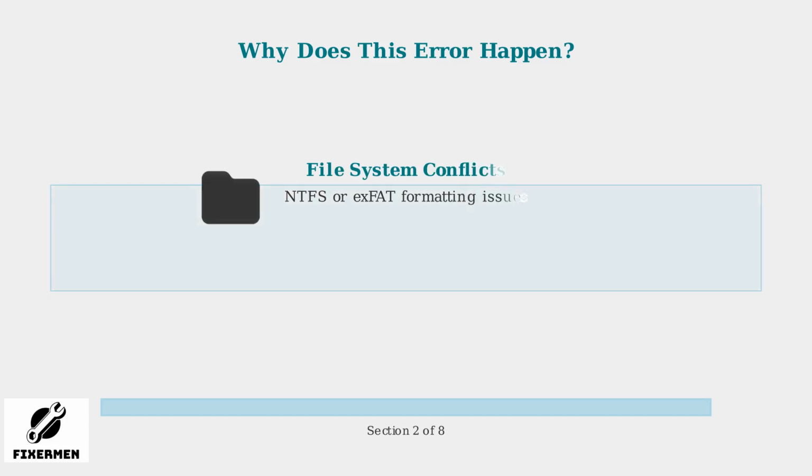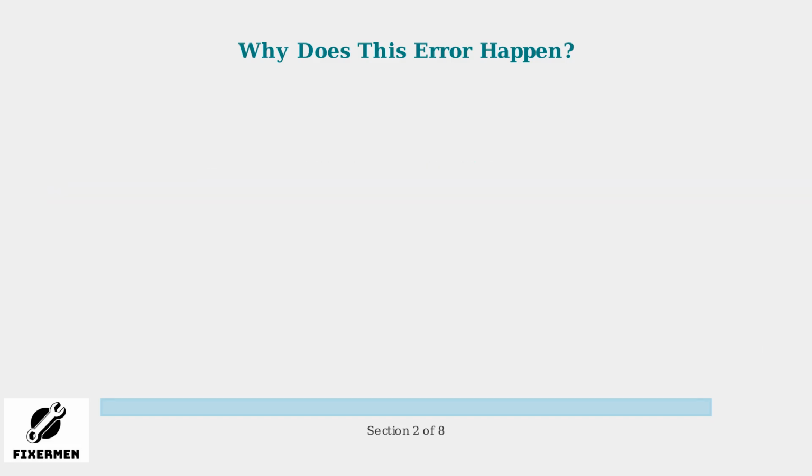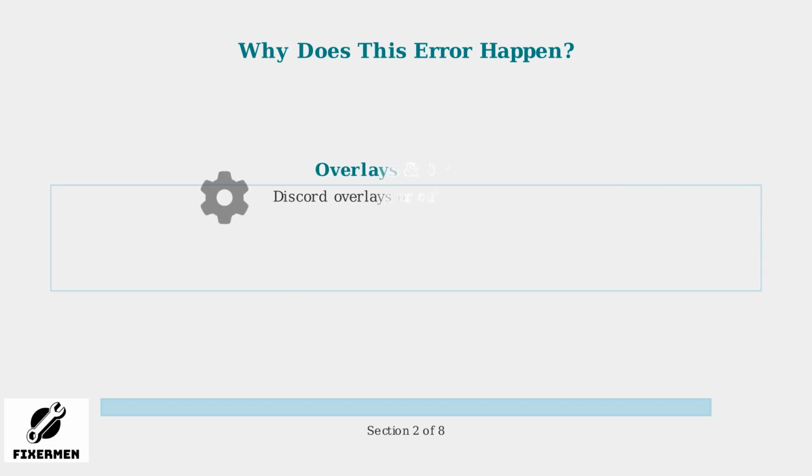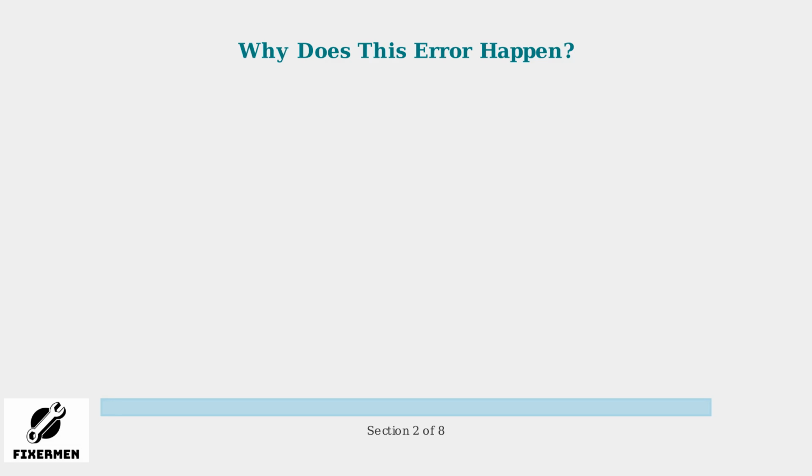Third, file system conflicts can occur with how your drive is formatted, such as NTFS or exFAT configurations. While less common due to Bongo Cat's small file size, improper formatting can still cause write issues. Finally, overlays from programs like Discord or outdated drivers can interrupt the write process by conflicting with Steam's file operations.